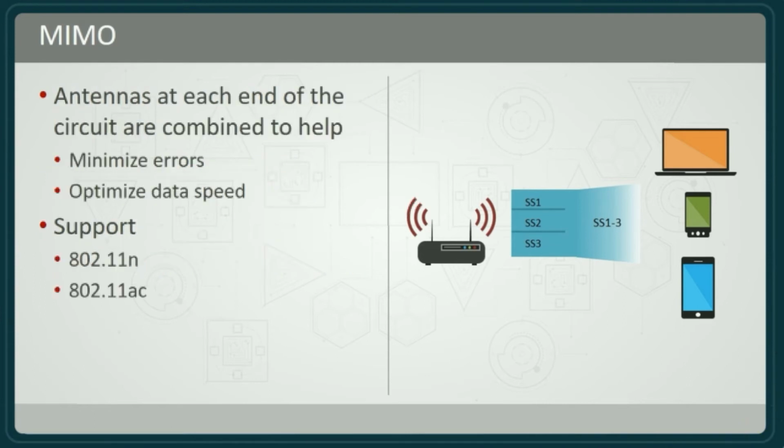Now, these multiple antennas are combined at each end of the circuit, and with respect to each end, it doesn't refer to the fact that there is one on the left and one on the right of something like a wireless router, but rather multiple antennas at the transmitter, multiple antennas at the receiver. So by using these multiple signals, you can minimize errors and optimize your data speed. Now, this is supported by 802.11n and AC.